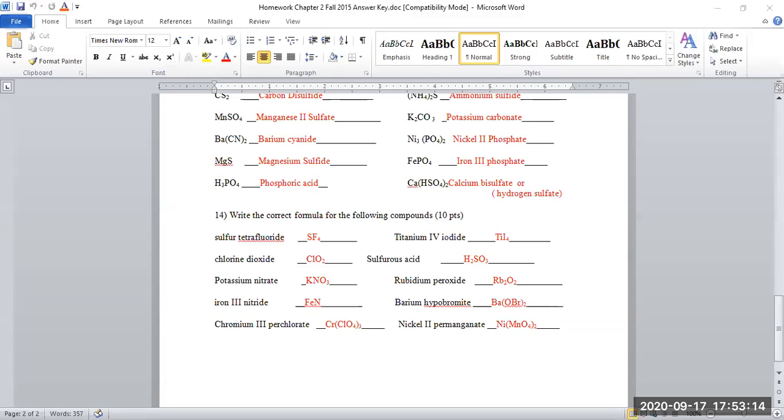Rubidium peroxide, I kind of tossed that one in. That one makes use of the fact that peroxides are only allowed to stick to group 1 elements, and they must be metals.